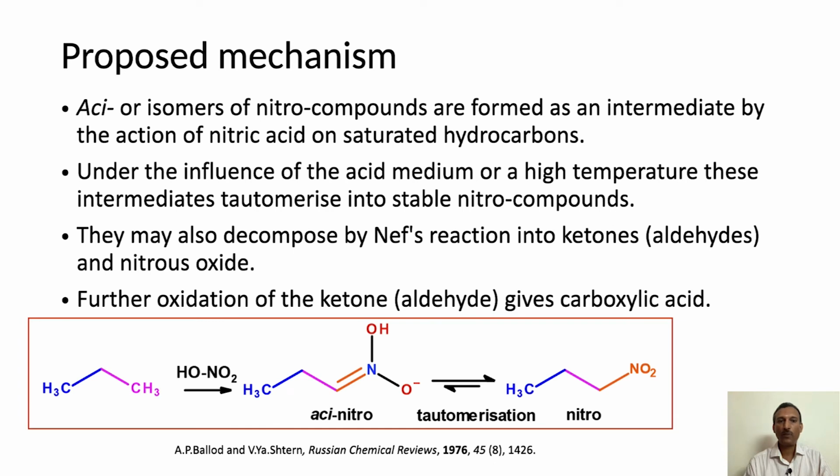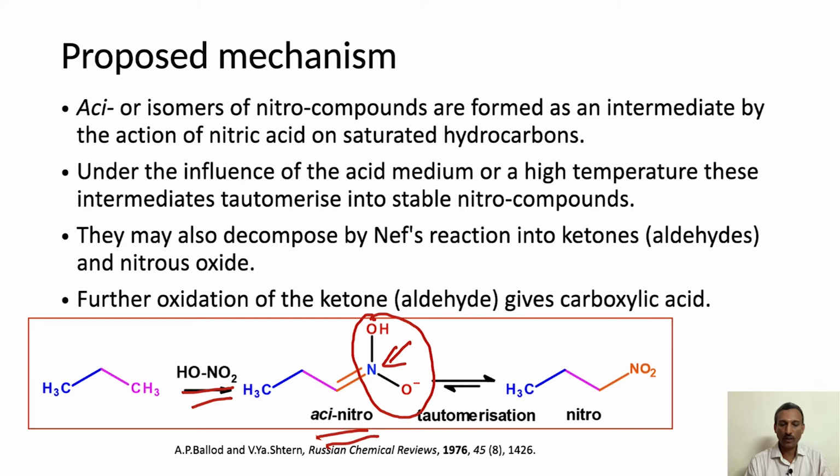If we look at the proposed mechanism for this nitration reaction, the industrial process, the reaction proceeds via the aci-nitro form. The aci-nitro form is given here. In this particular case, the nitric acid is written as OH and NO2. So the hydroxy group adds, and the NO2 is added to the carbon, and we end up with the aci-nitro form.